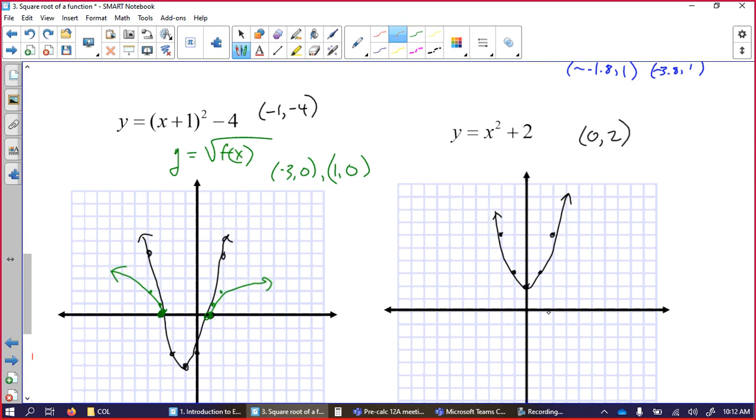Well, let's do it in orange for fun. There's actually, because this doesn't cross the x-axis, it has no x-intercepts, it actually has no invariant points. Because the square root of 2 is about 1.4. The square root of 3 is about 1.7. The square root of, what's this? 1, 2, 3, 4, 5, 6 is 2 point something.